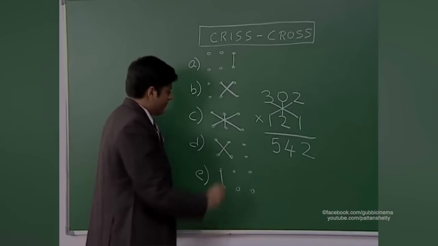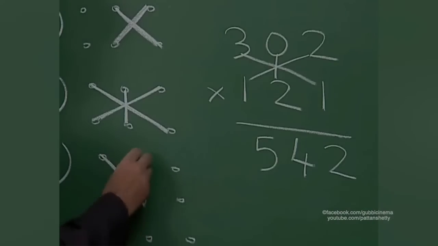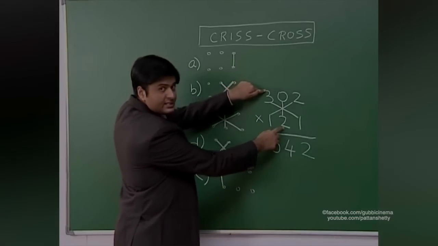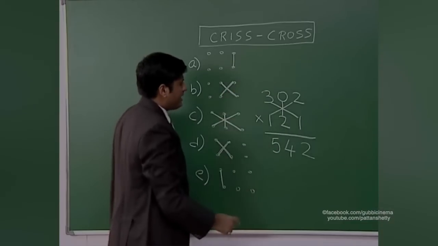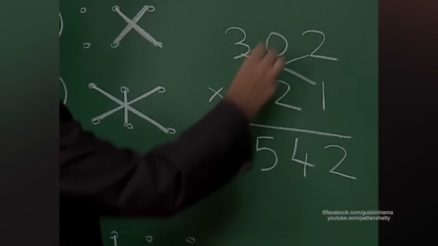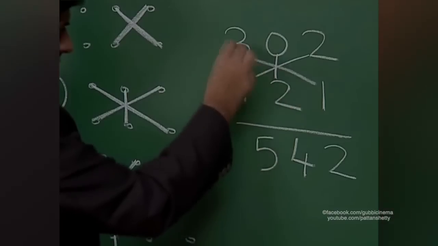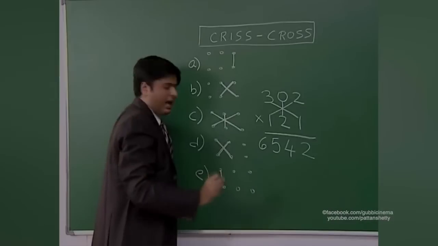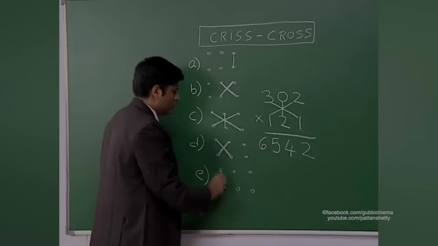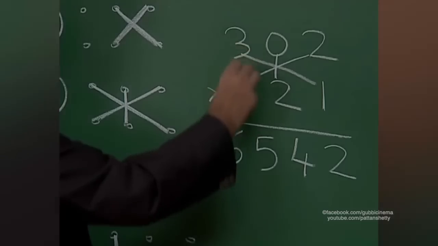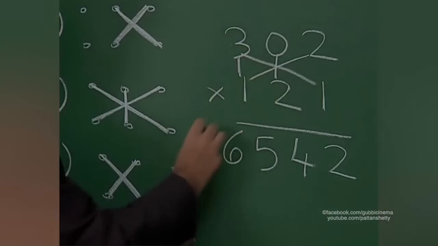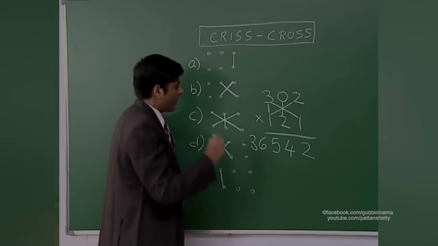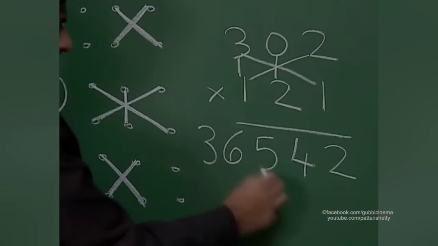Step D says multiply these two numbers and these two numbers. So 3 times 2 is 6. 6 I put in my mind, and 1 times 0 is 0. So 6 plus 0 gives me 6. Last step says multiply these two numbers, left and left. 3 times 1 is 3. And you see our final answer that we got in only one line is 36542.